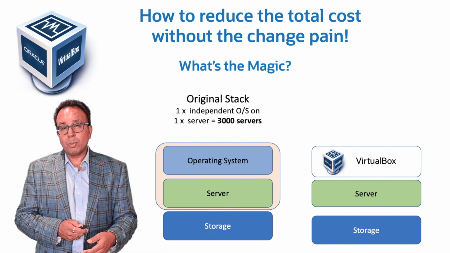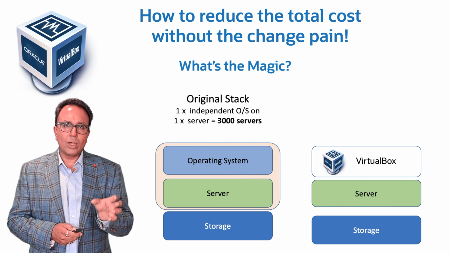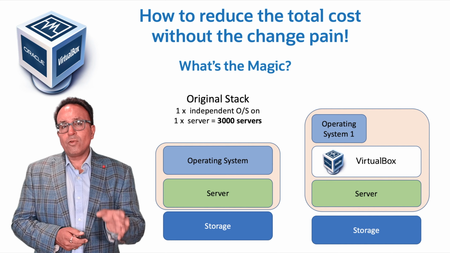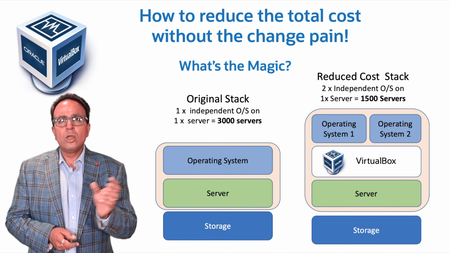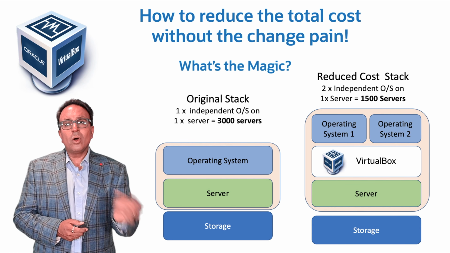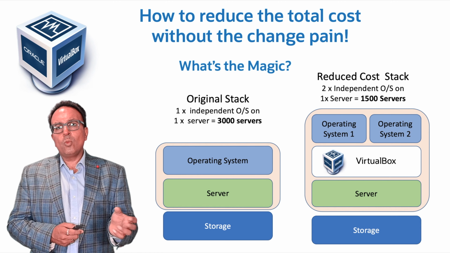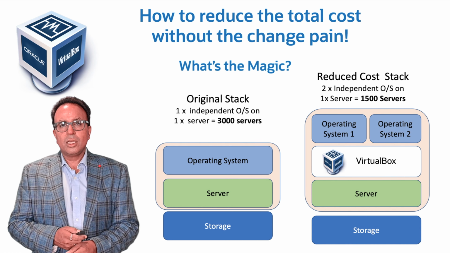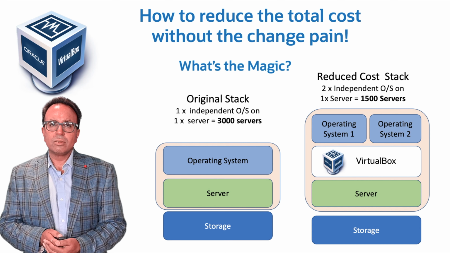When you install VirtualBox, you can now move from having one dedicated operating environment, i.e. one operating system, to multiple. So in this example, I'm going from 1 to 2. I could go from 1 to 3 operating environments, 1 to 4, it all depends on what your hardware's capabilities are. But 1 to 2 is very safe because most servers have overcapacity. So you go from one operating environment to 2 operating environments on a single server. That's how you move from 3,000 servers to 1,500 servers.